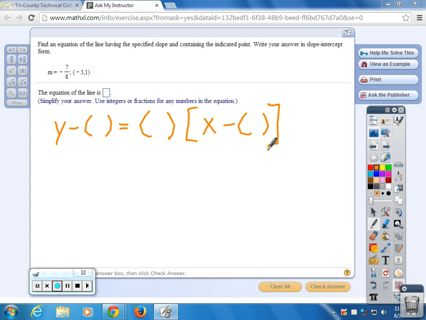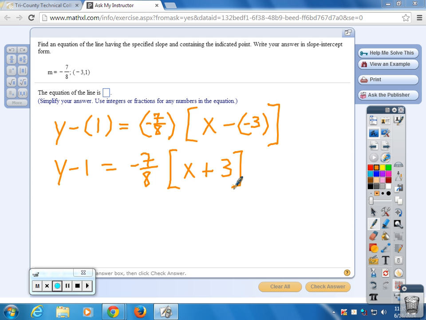Okay, so what goes in this spot? One. And what goes here? -7/8. And what goes here? x minus -3. See? There's one of those negatives. And if you don't put parentheses, it'll get you. So y minus 1 is equal to -7/8 x, well, I'm going to write -7/8 times x what?